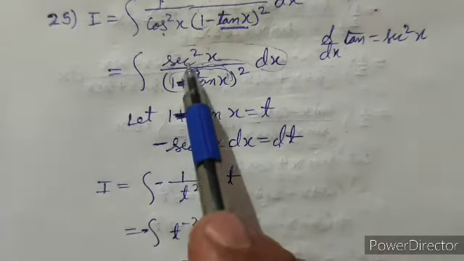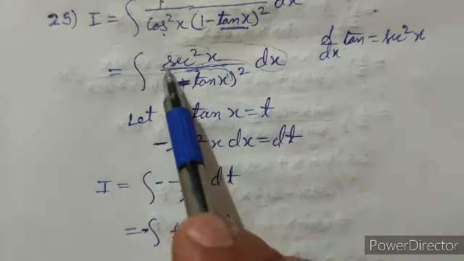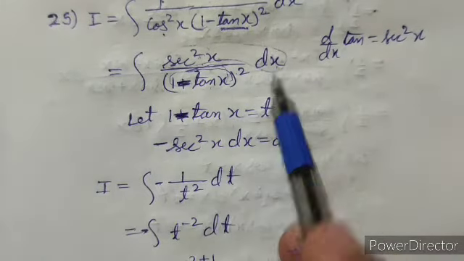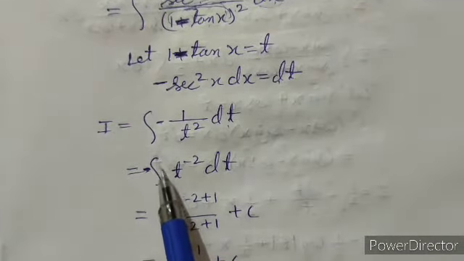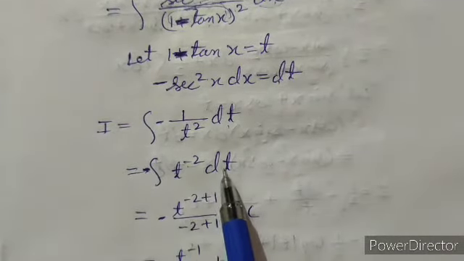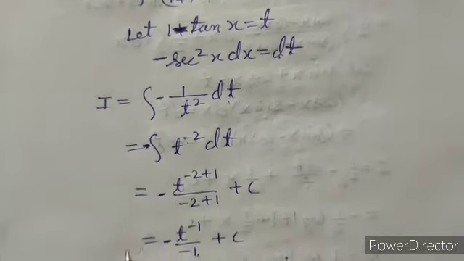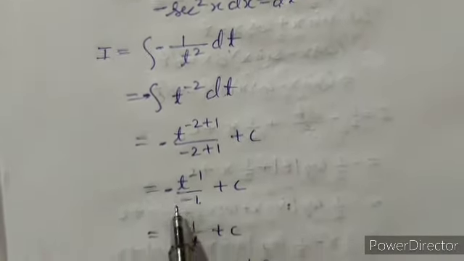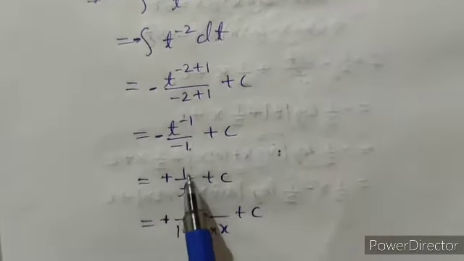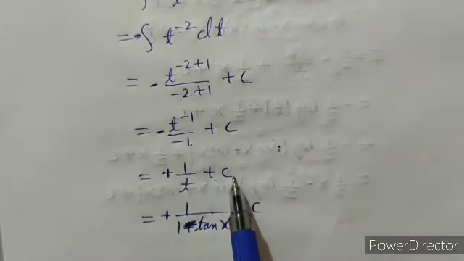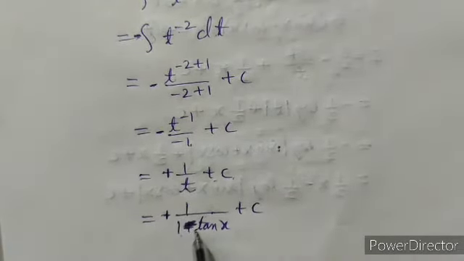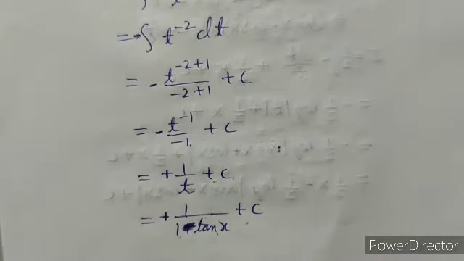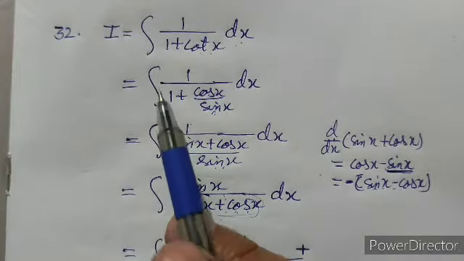So this will be equal to minus 1 upon t square dt, which can be written as minus integral of t raised to power minus 2 dt, and which on solving will give us the integral as 1 upon t plus c, and on putting the value of t, I will be equal to 1 upon 1 minus tan x plus c.